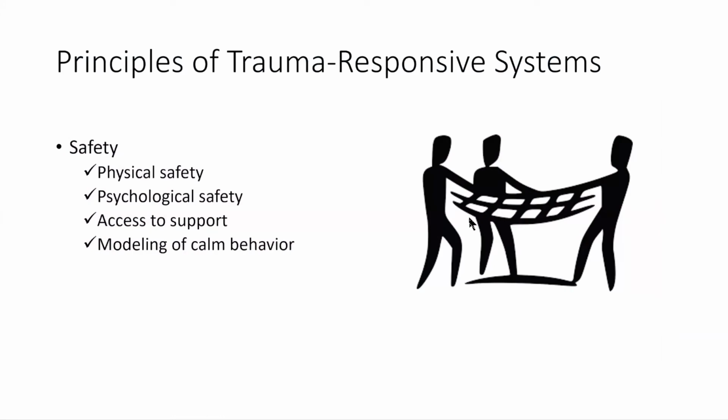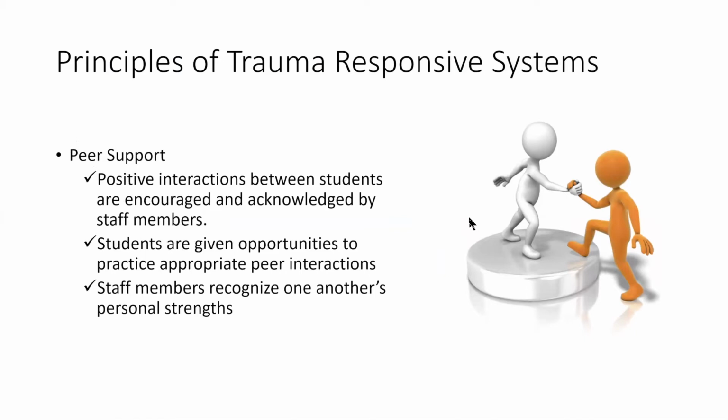When it comes to the principles of trauma-responsive systems, are we looking through a lens of safety? Now, we're not just talking about physical safety, we're also talking about psychological safety, access to the supports, and modeling of calm behavior. So as you're looking at the entire school environment, whether it's the classroom, the cafeteria, or the grounds, are these some of the things that we're considering as we're developing protocols as well as designing those spaces? Peer support: positive interactions between students are encouraged and acknowledged by the staff members.